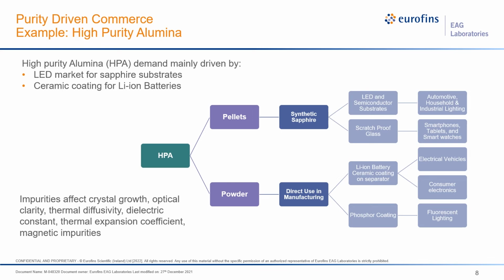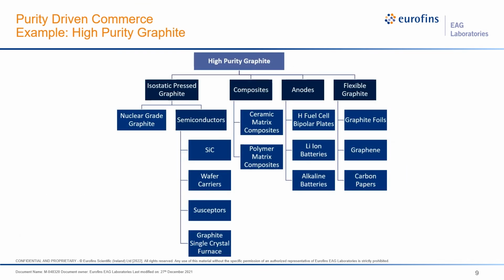Because of their impact on the performance and lifetime of the products they are used to manufacture, impurities in alumina are required to be limited to less than 100 ppm in total, as they can significantly affect behavior, such as the optical clarity of glass, or the crystallization of sapphire during growth, for example. So let's take a look at another example.